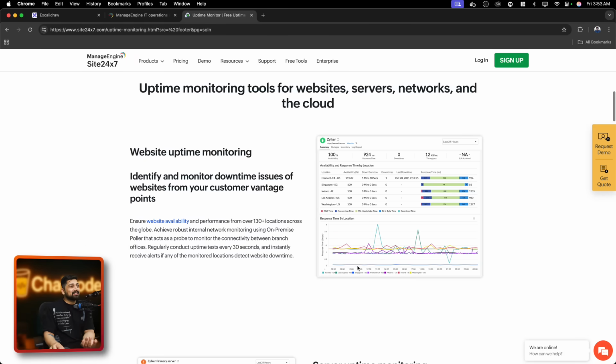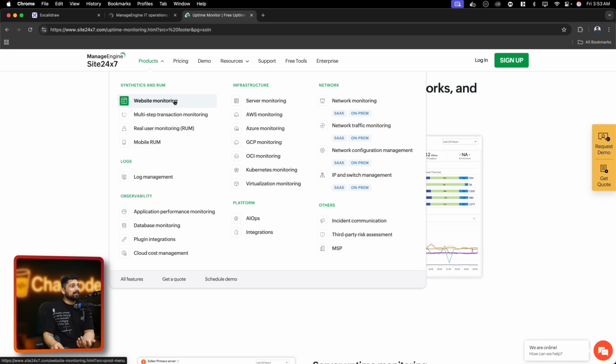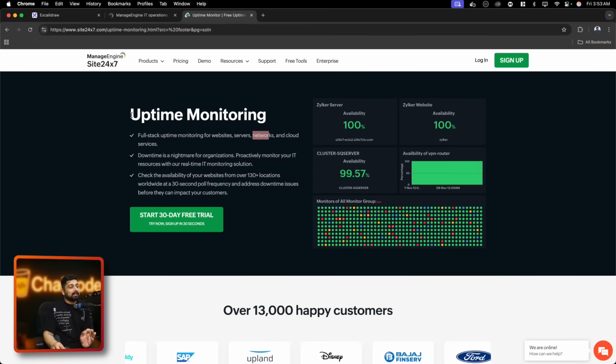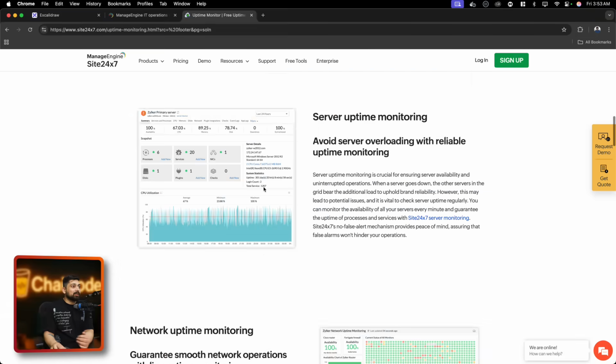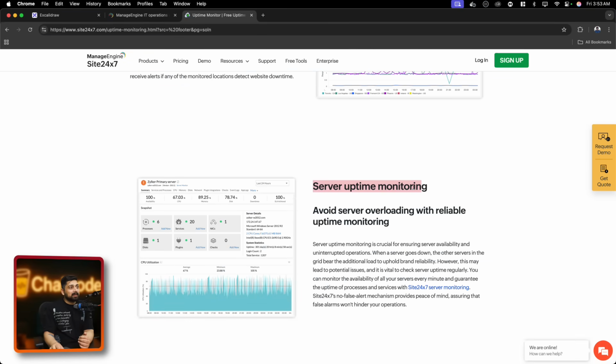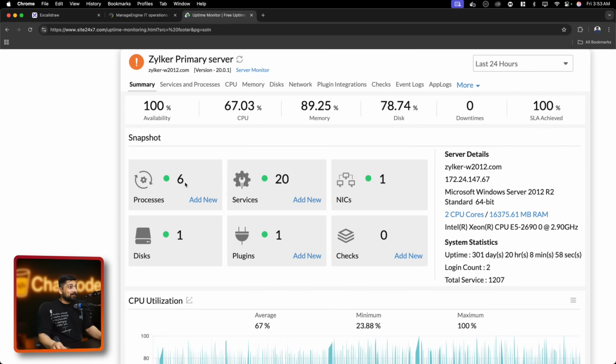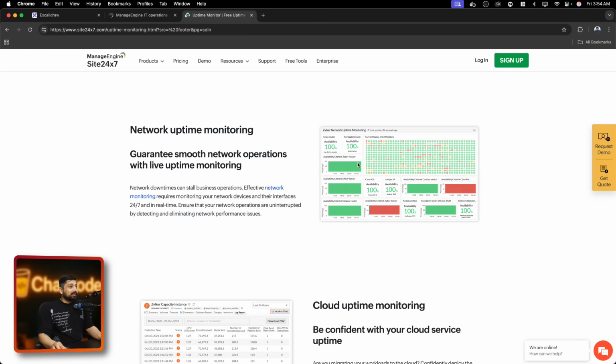And actually, this is not just about it. If you look at Site24x7's product itself, they have so many things about monitoring network traffic, OCI, GCP, log management and all of that. But for this particular video and for the SRE people, I think the uptime monitoring solution is one of the ones you are looking forward to. It looks at server uptime monitoring, to avoid server overload with reliable uptime. Maybe the application that you are using is causing a lot of load on the server. And if you look at this, how many processes there are, availability, the CPU usage, you can see all kinds of monitoring in that. And along with that, the networking.